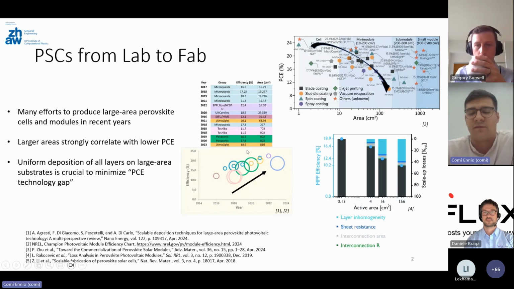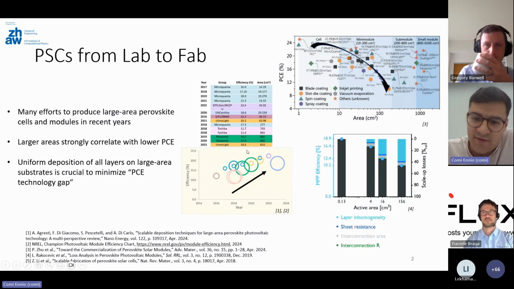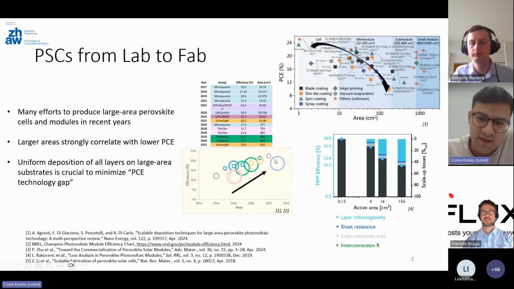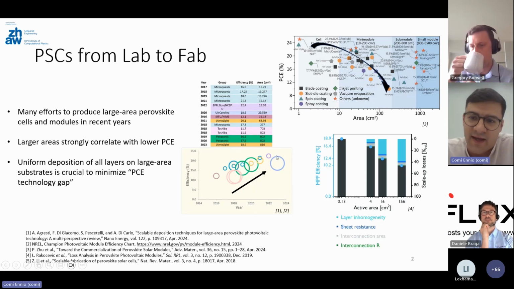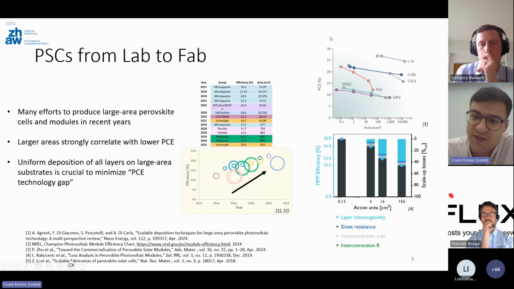And lots of efforts have been made towards that direction in the last few years. You see that in this graph in the middle, that lots of larger area modules and cells have been produced, and they're getting slightly more efficient with time. But in the end, we have to say that with larger areas in general, the efficiency drops significantly. And that's especially the case for perovskite solar cells compared to other technologies.